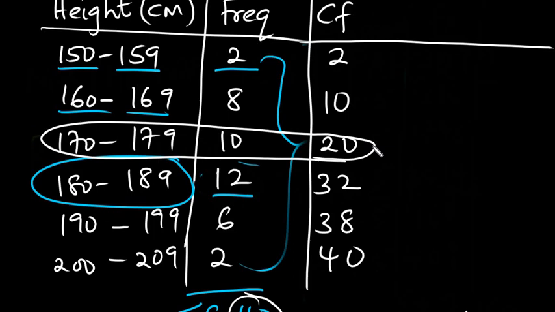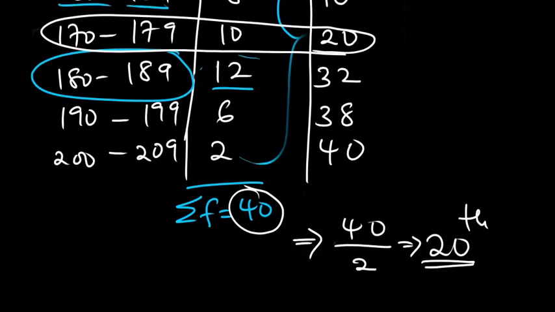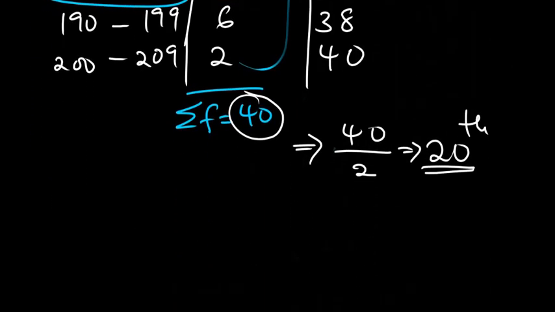Okay, from the 21st term all the way to the 32nd term, they are in the next class. So we have identified our median class, which is this one, 170 to 179. After we have identified that class, we use the formula. There's a formula that we use to get the median.